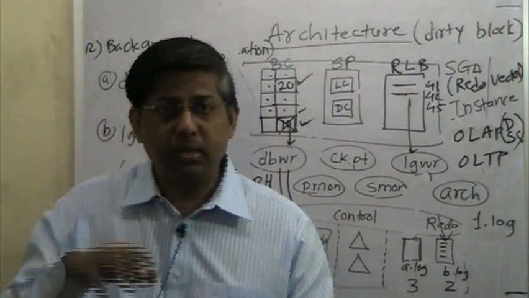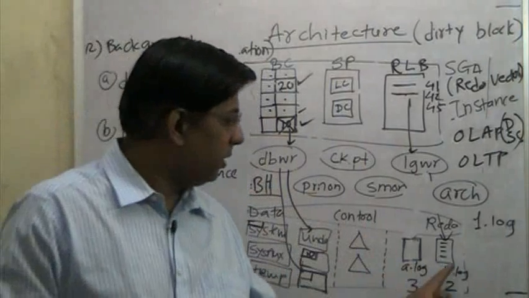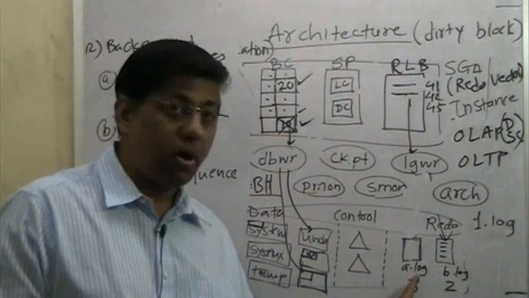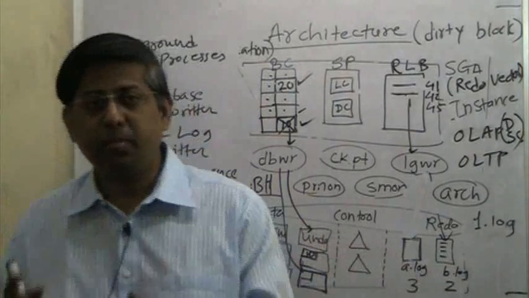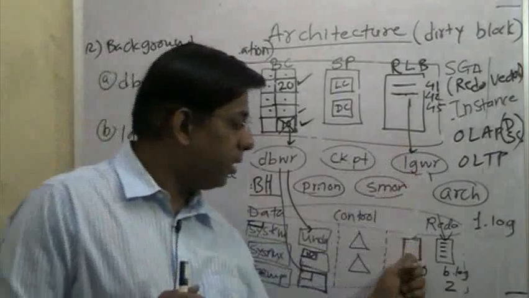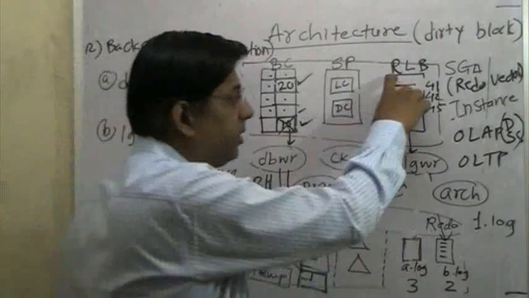Why intermittently slow? Because the log switch process is slow. The log will be switched. That means LGWR will stop writing to b.log and start writing to a.log, but a.log has not yet been archived. Since it has not been archived, LGWR cannot write to this. Probably this is full.